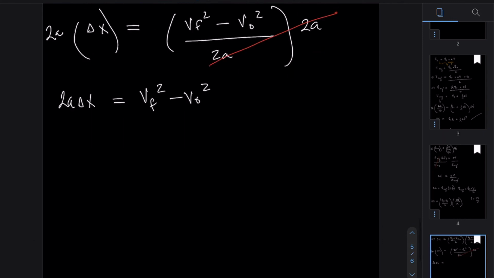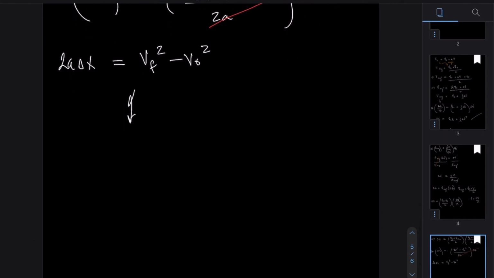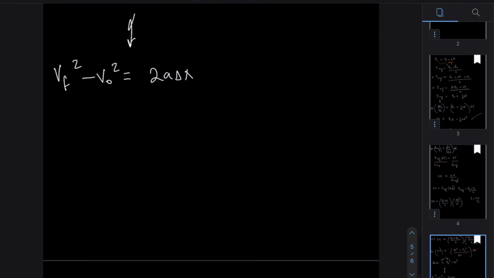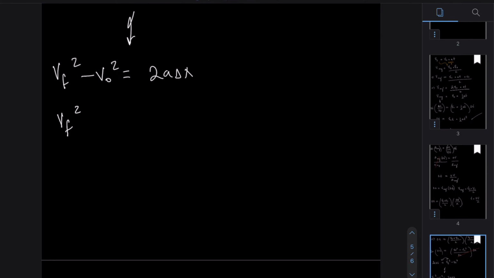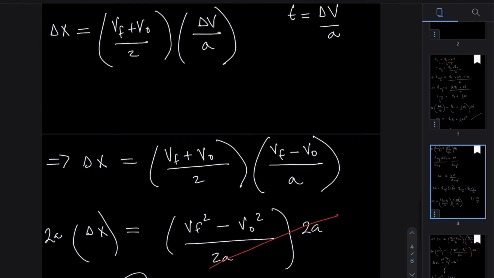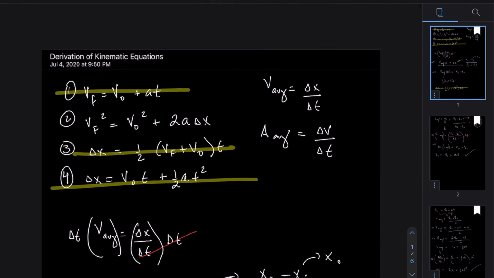If we were to rearrange that, just switching the sides here, make that more clear. v final squared minus v initial squared is equal to 2a delta x. Add v initial squared to both sides, and you're going to get our final formula, which is v final squared is equal to v initial squared plus 2a delta x. And as you can see, that is our final formula.